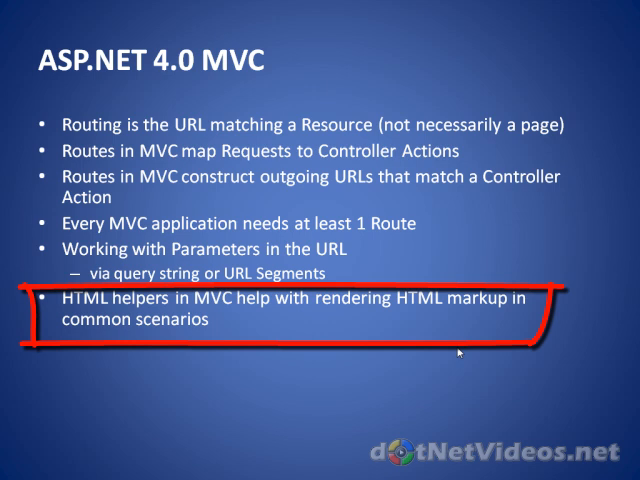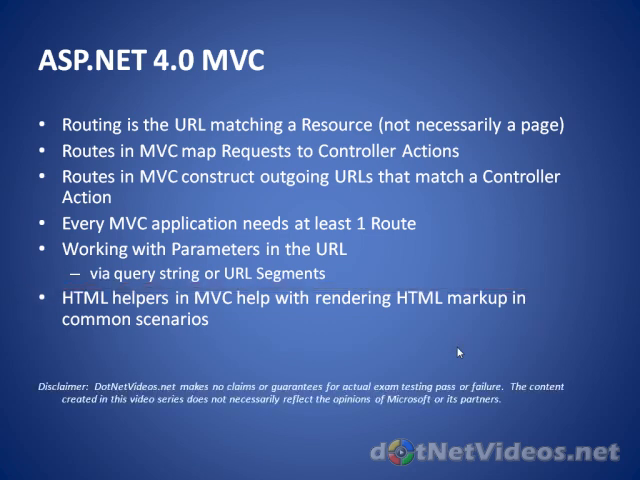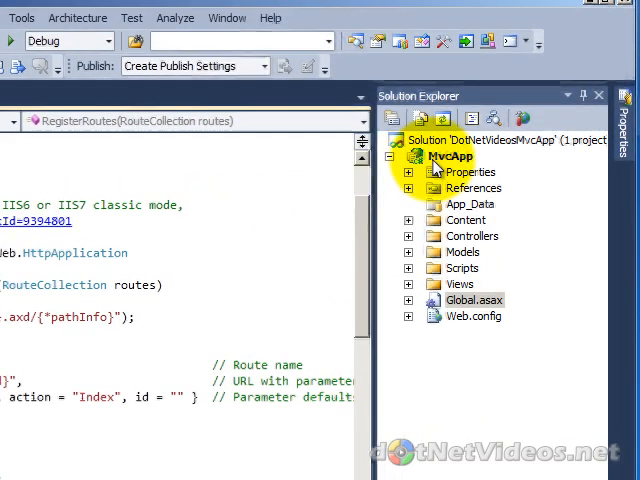Now, it's important to note that HTML helpers help you in MVC with rendering HTML markup. So with your views, you have full control over the way the HTML and everything is handled, which is great, and it's just a very nice thing about MVC in general. But there are times when you're going to want some help for some common scenarios. HTML helpers are the way that happens. We'll look at those at the end of this video.